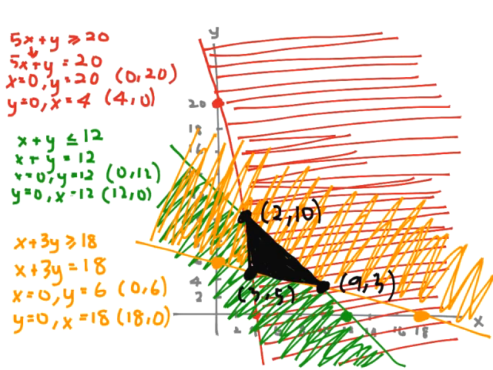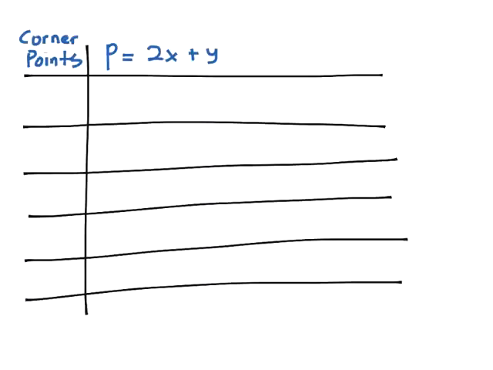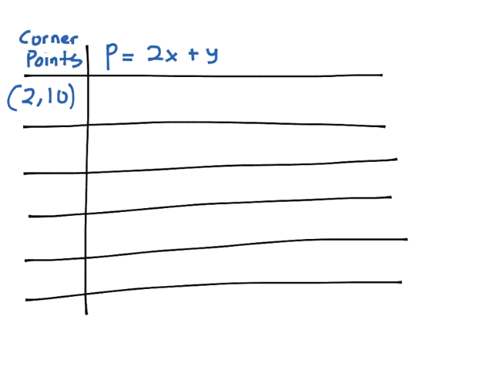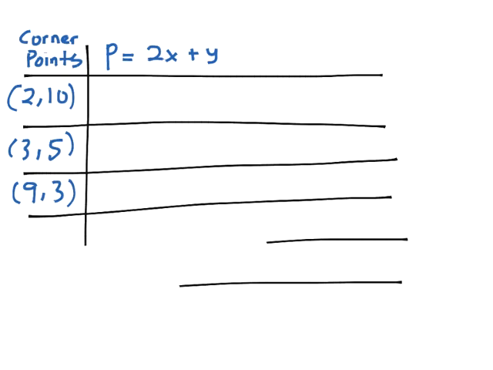So the first corner point that you have is 2, 10. The second corner point that you have is 3, 5, and the last one is 9, 3. Okay, so you have an extra row here, so I will just erase the extra row since you only have 3 corner points.